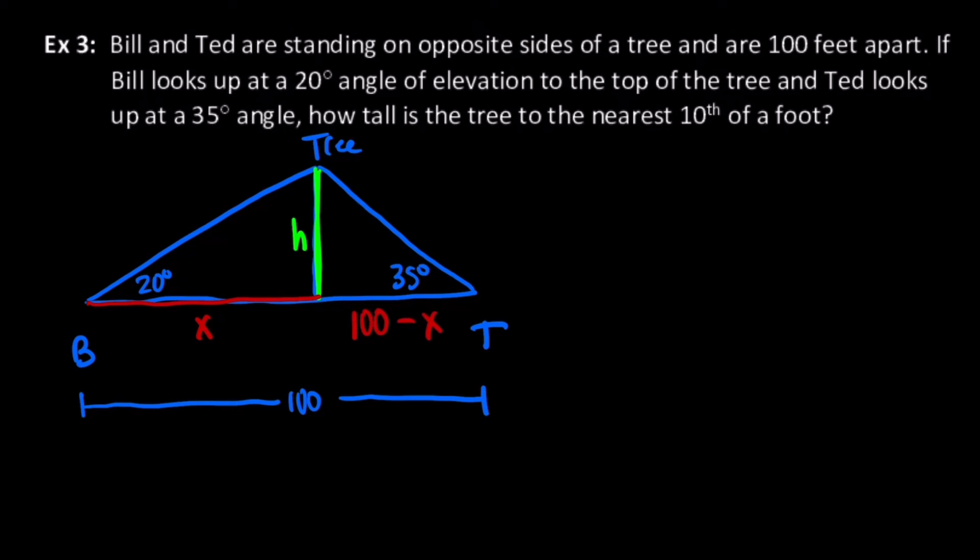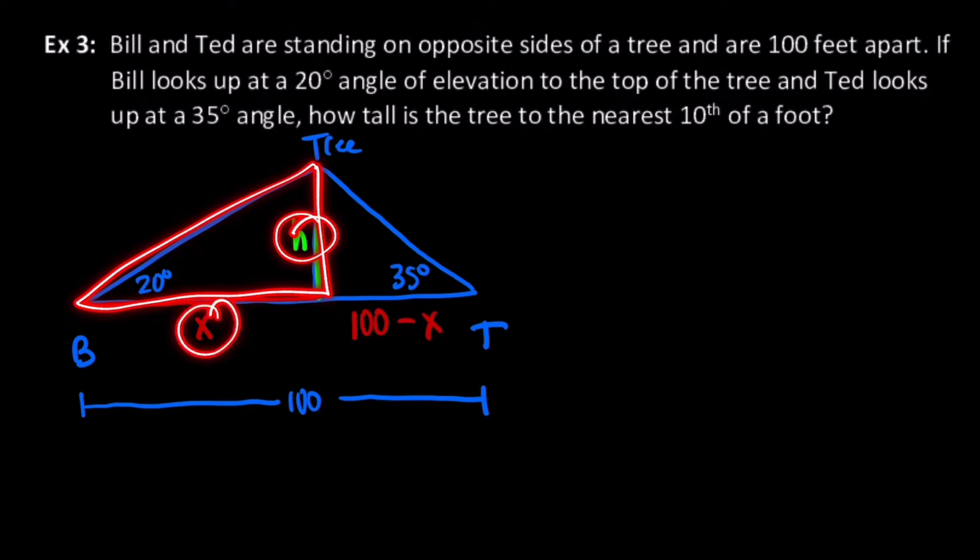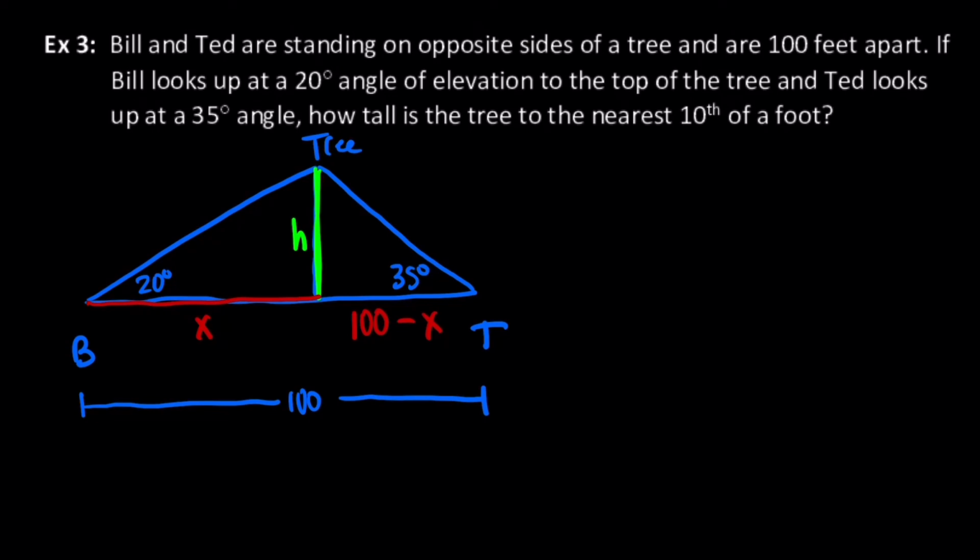Now what I can do is create a couple of equations. So let's focus our attention on this triangle here. I have opposite, adjacent, and I've got that angle. So even though I don't know either one of those, at least I can come up with an equation. Tangent 20 degrees equals H over X. Well, what about this triangle here? That's my opposite, that's my adjacent, there's my angle, so let's come up with an equation there. Tangent 35 degrees equals H over 100 minus X.